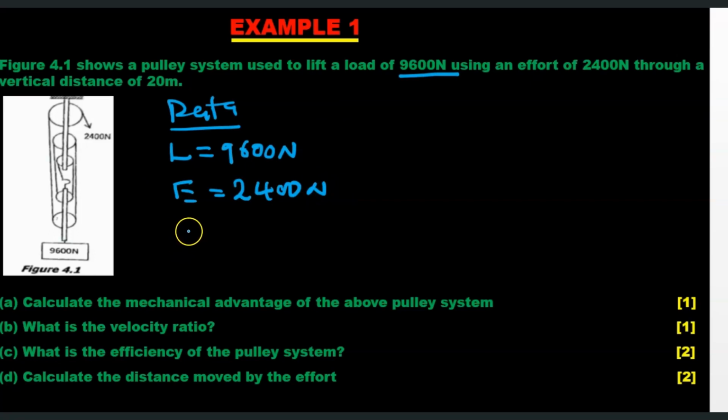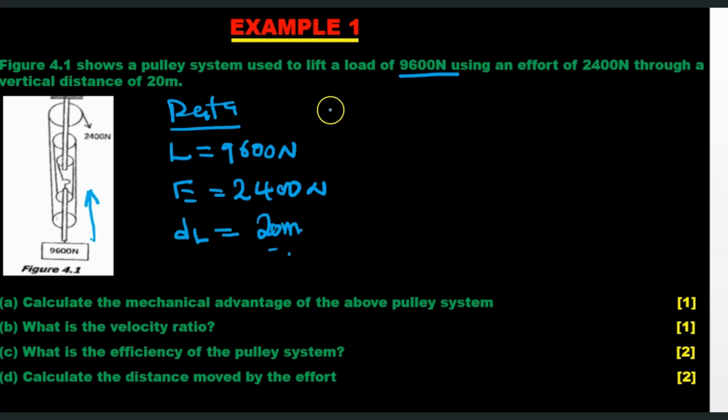A vertical distance normally is the distance moved by the load. Because you are lifting this one up, this is the distance moved by the load. So the vertical distance here, the distance moved by the load, is 20 meters. The first question is: calculate the mechanical advantage of the pulley system.